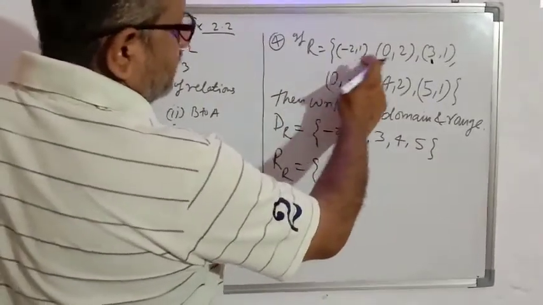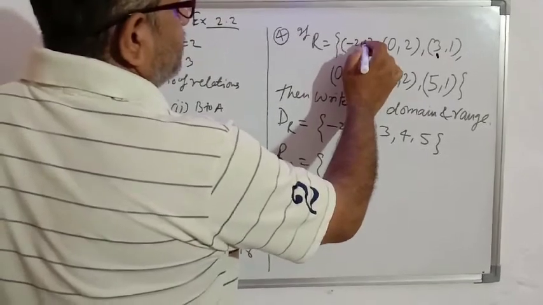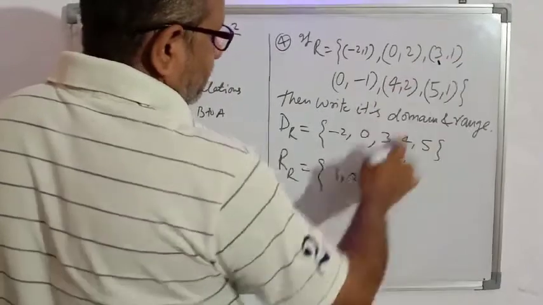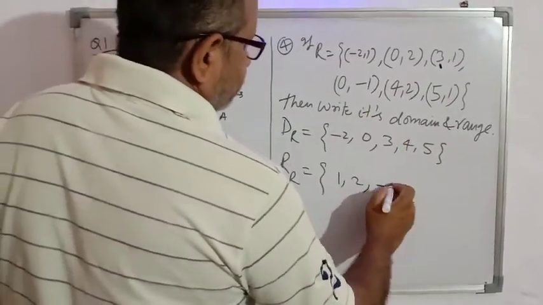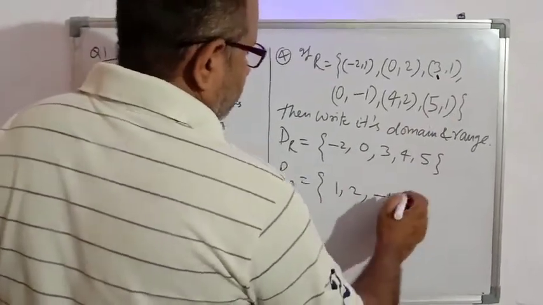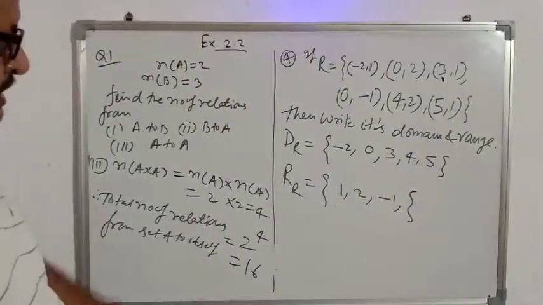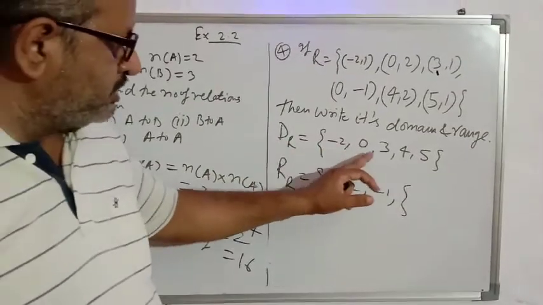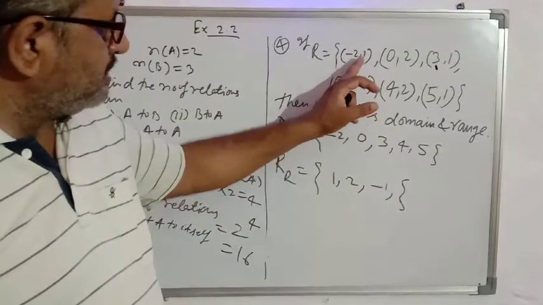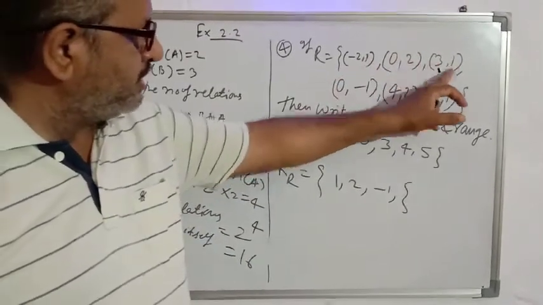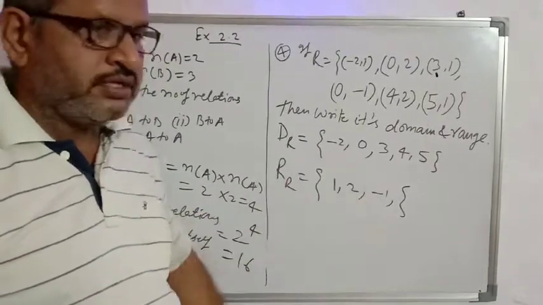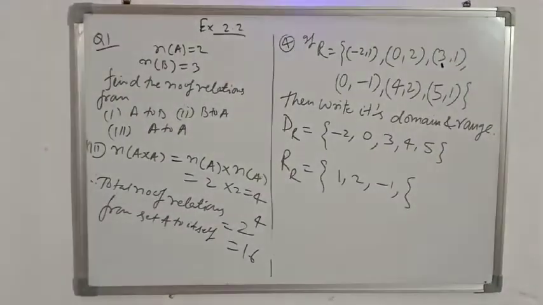And the range of the relation set is the collection of second components. So the second components are 1, 2, again 1 is written here, -1, 2 is written here, 1 is again written. So this is the range. So the domain of the relation is -2, 0, 3, 4, 5, and the range is 1, 2, -1. In this way we can do the problem.